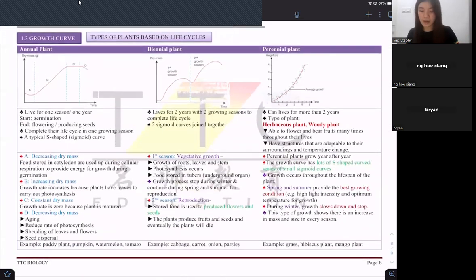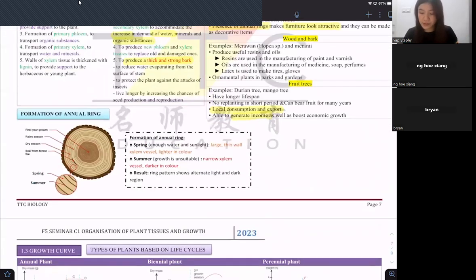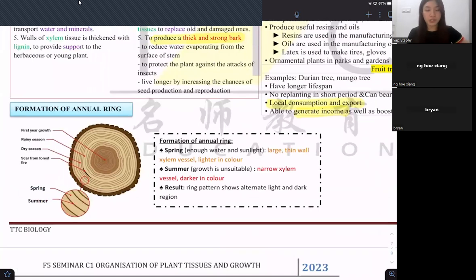For the last one, just now, the annual ring. Annual ring also needs you to know about the formation, but normally it is just 2 marks to 4 marks. It is quite easy. You just need to explain the formation of the dark color and the lighter color in the circle. First, spring: in the suitable season, there is enough water and sunlight, so there is a high photosynthesis rate, then you can produce large, thin-walled xylem vessels. This gives the lighter color.